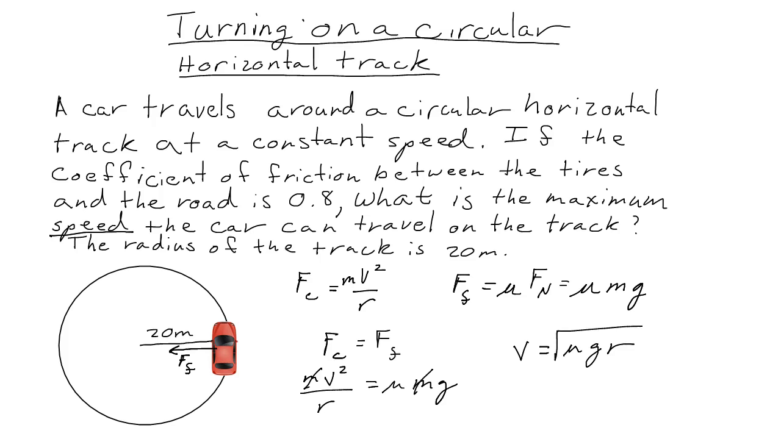Okay, now all we need to do is substitute. Velocity is equal to the square root, our coefficient of friction is 0.8, our acceleration of gravity is 9.8, and we have a radius of 20 meters. I plug all this into my calculator, and I find that I have a constant velocity of 12.5 meters per second before I would glide off the track, and friction wouldn't be able to hold me in the centripetal path. Okay, that's it for this problem.